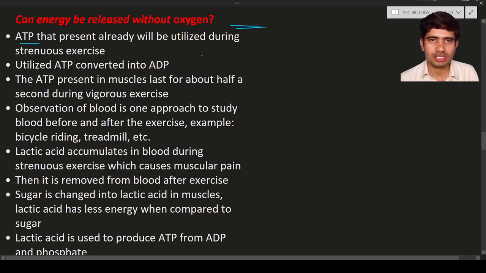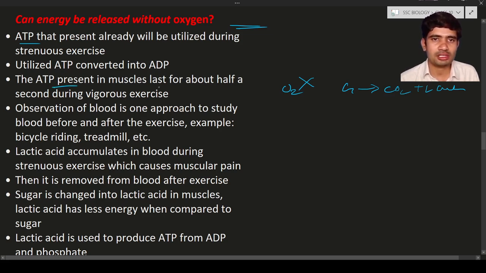In anaerobic respiration, due to the lack of oxygen, only a little oxygen is present, and that oxygen is not at all sufficient. So the cell undergoes anaerobic respiration. Without oxygen, the glucose molecules are broken down, leading to the production of carbon dioxide plus lactic acid. So this is how the energy is produced.